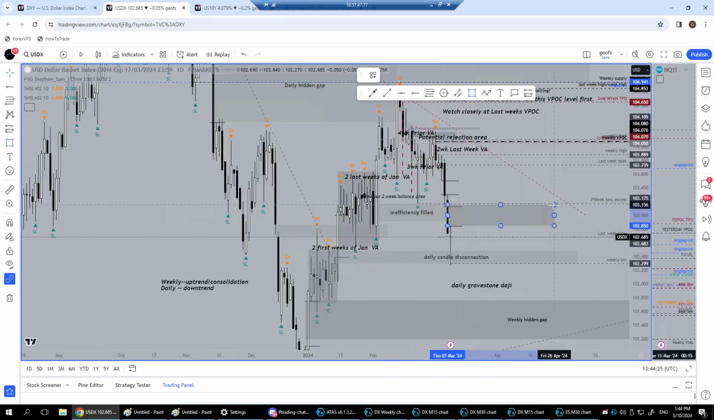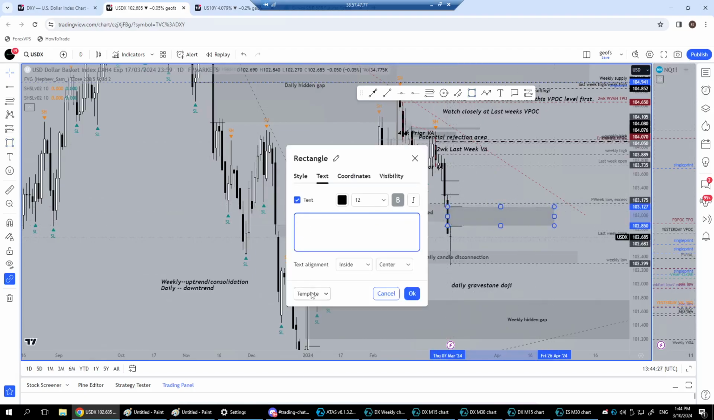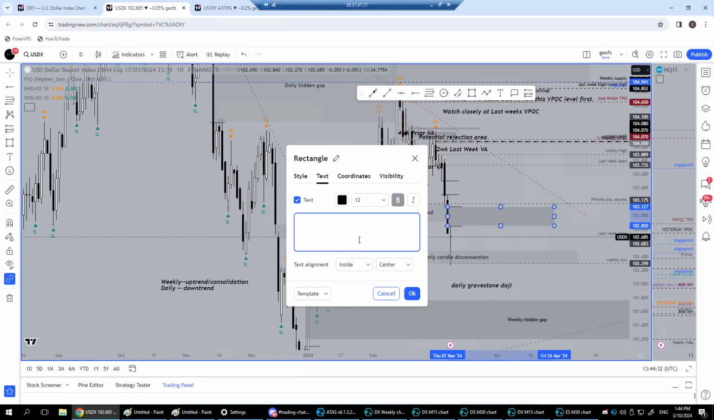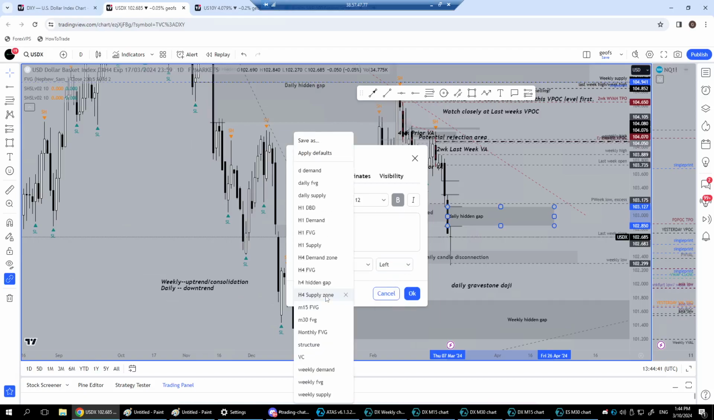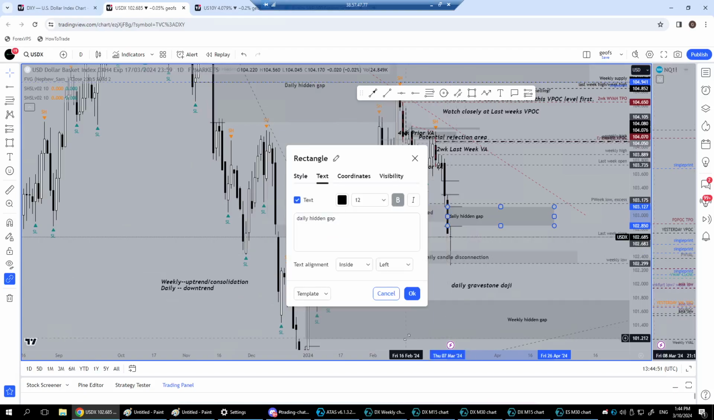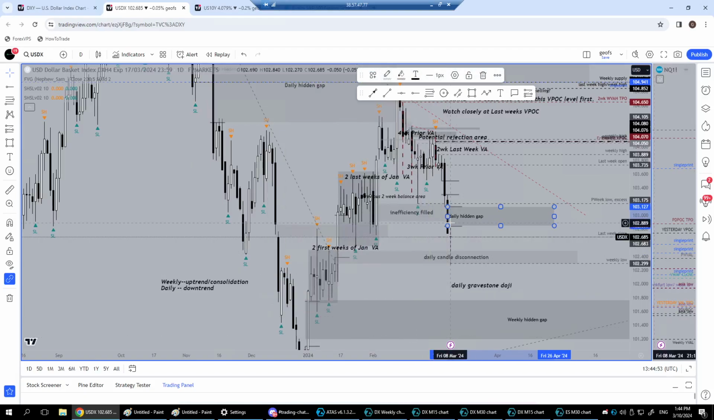So I'll just note these daily hidden gaps as well. Template, save as. I used to call these FVGs until I found out ICT was a certified fraud artist, so I don't use the term FVG anymore.